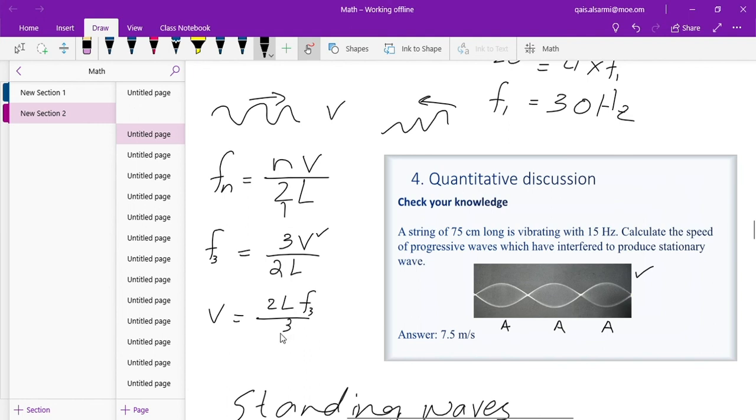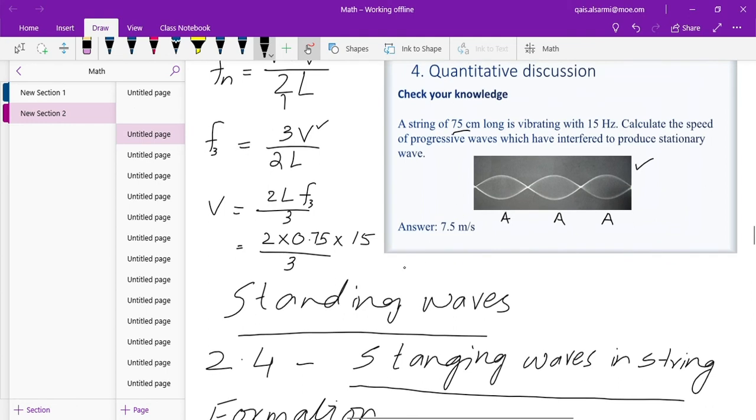So the equation becomes V equals 2L F3 over 3. Now if you put in the values, 2 multiplied by the length, which is 0.75 after changing centimeters into meters, multiplied by the frequency, which is 15, the frequency of the third mode of vibration, divided by 3. If you solve this equation, the final value for velocity would be 7.5. So velocity here is 7.5 meters per second. That's all, students. Thank you.